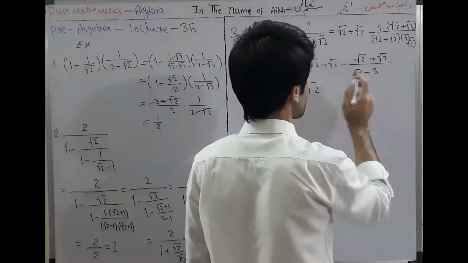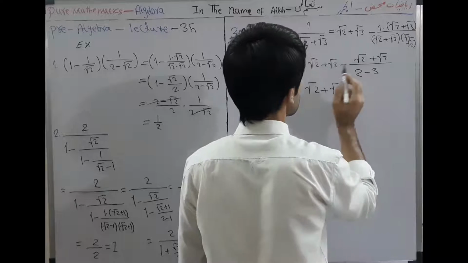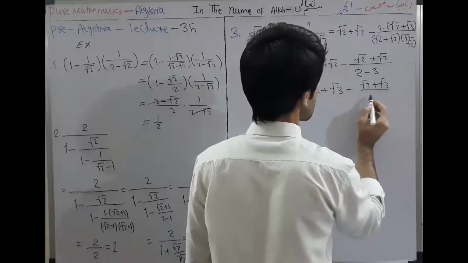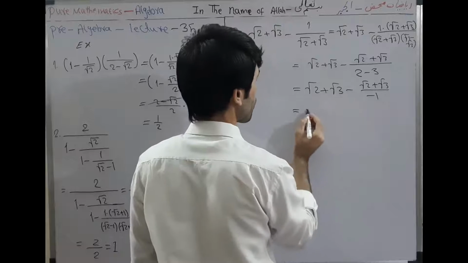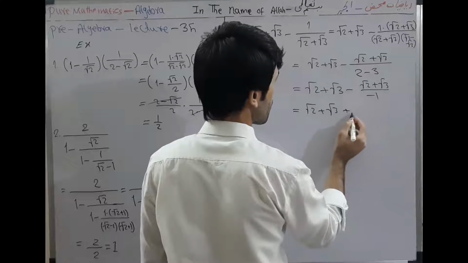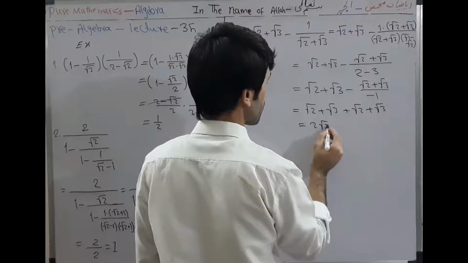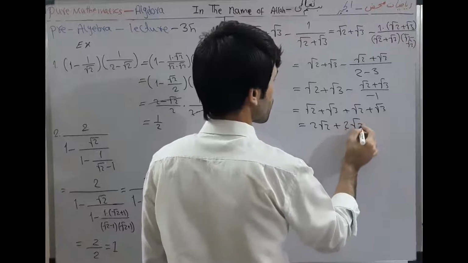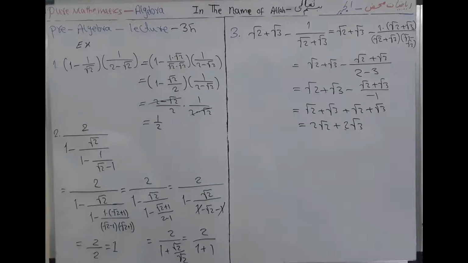2 minus 3, it is equal to minus 1 plus square root of 3 minus square root of 2 plus square root of 3 over minus 1. These two divided, then we get square root of 2 plus square root of 3 minus, it will become square root of 2 plus square root of 3. It is equal to 2 into square root of 2 plus 2 into square root of 3. It is the answer of this question.